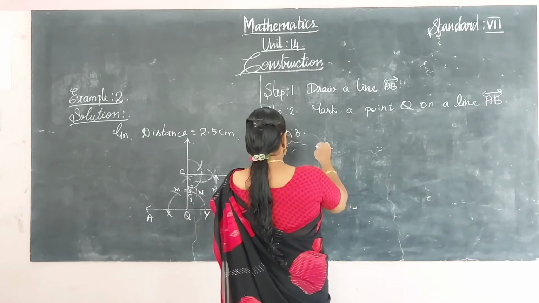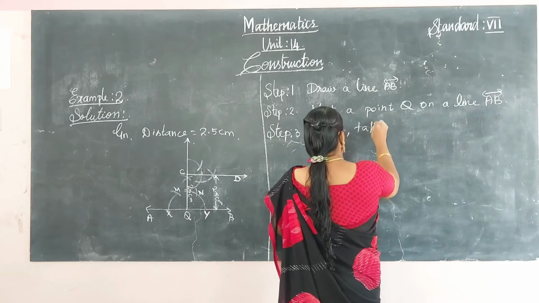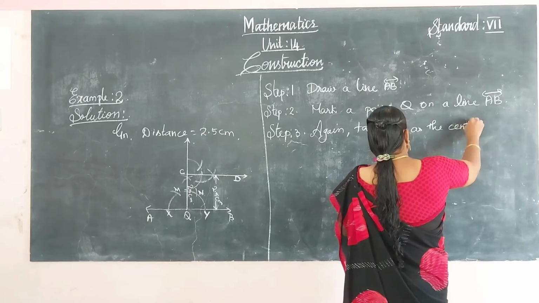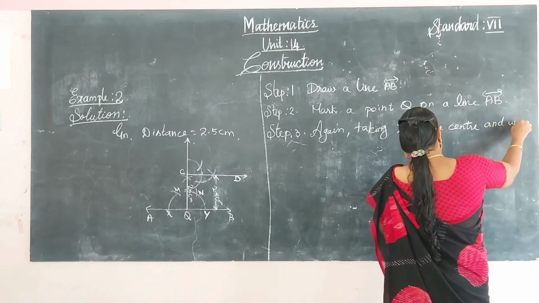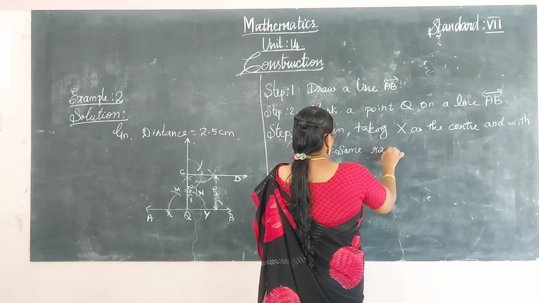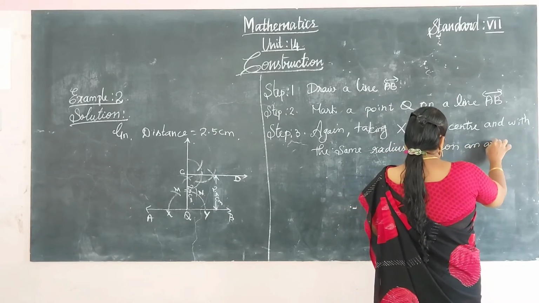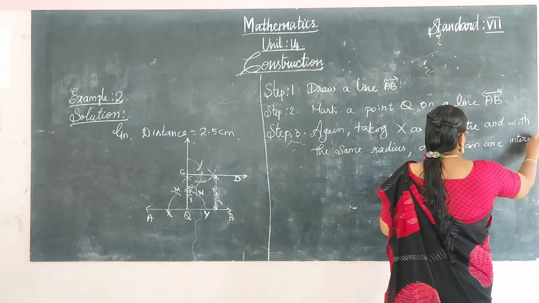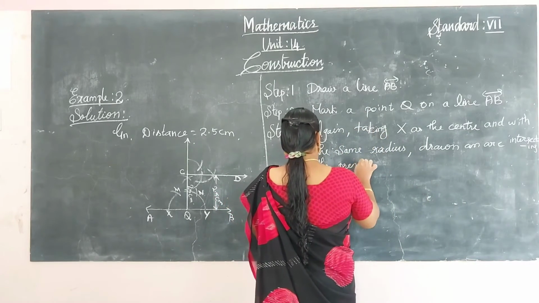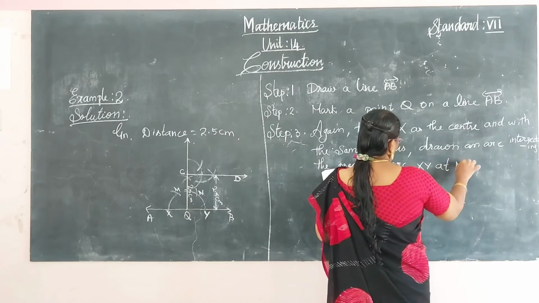Step 3, again taking S as the center and with the same radius, draw an arc intersecting the previous arc XY at M.